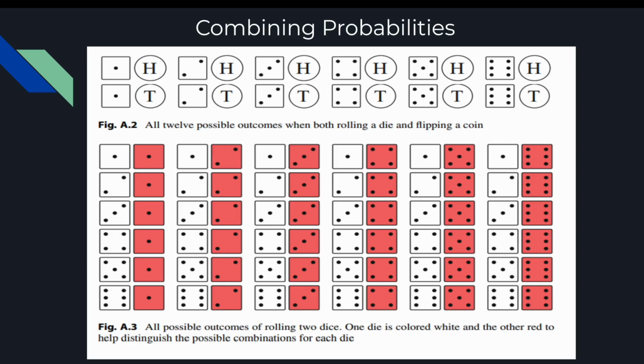The formula for combined probability is: you multiply the individual probabilities together. Landing a 3 on a die has a probability of 1 by 6, and landing a head is 1 by 2. So 1 by 6 times 1 by 2 is 1 by 12.